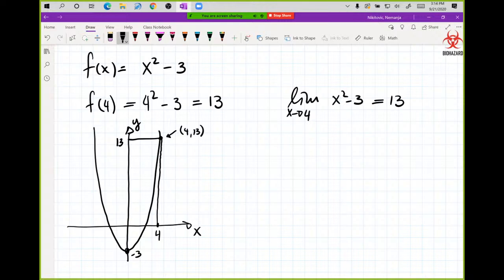Limits don't work that way. Limits compute the value of the function at all points close to 4, around the 4, but they never compute at 4. So it's a complete inverse of what you have with this situation here. So let's go and take a look at this.